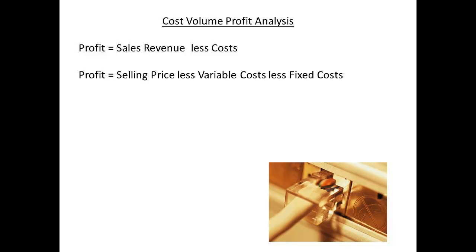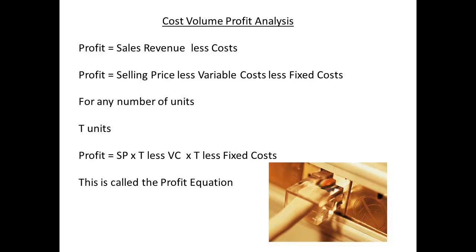In our first podcast, we determined this profit to be the selling price less the variable costs and the fixed costs. Thus, for any number of units, the profit will be equal to the selling price multiplied by the number of units, less the variable costs multiplied by the number of units, and then less the fixed costs. This is usually referred to as the profit equation.